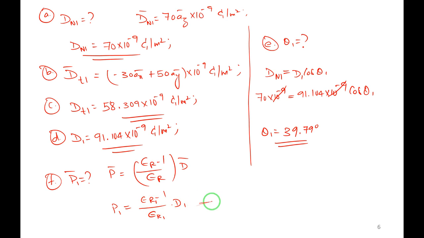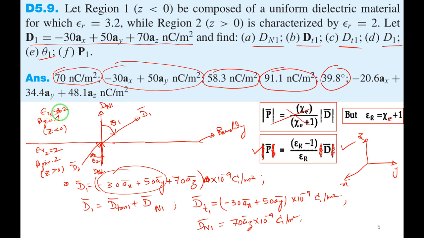What is epsilon r1? They have asked for the vector, so let me take the vector only, because we want the P1 vector, not the magnitude. Is it fine? Okay. Epsilon r1 is 3.2.